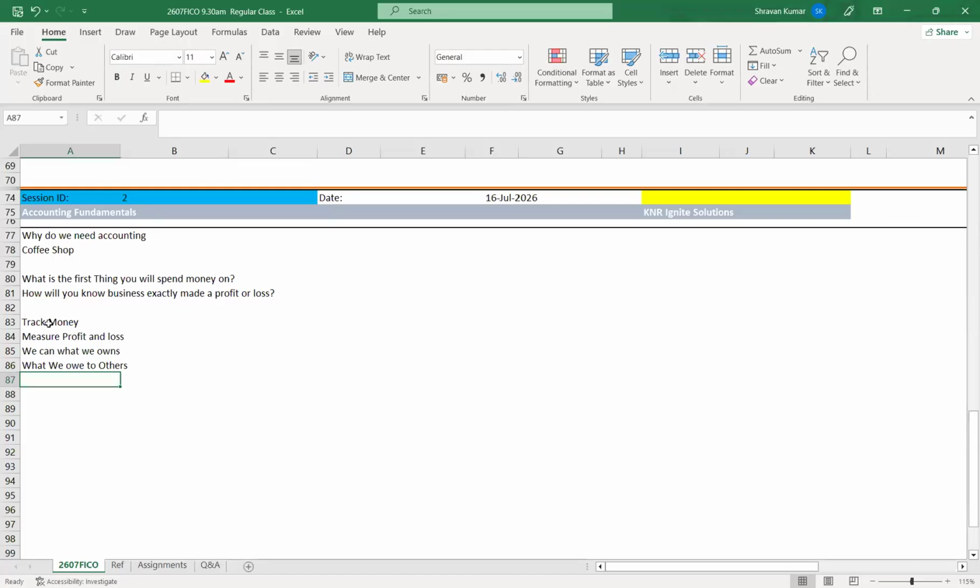So whatever money we borrowed from anyone to procure anything related to furniture, related to business, that we owe to pay, right? So accounting helps us to understand how much money we are yet to pay to the supplier or the creditor.